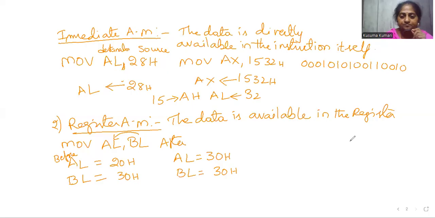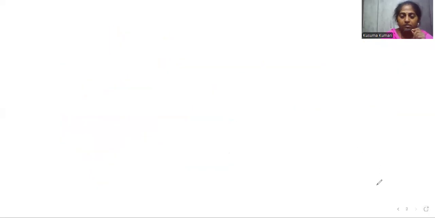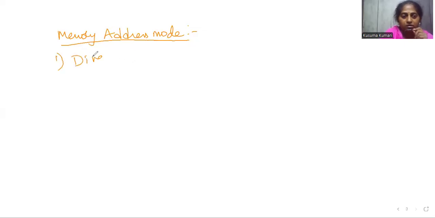Okay, next. Immediate addressing mode is over. Register addressing mode is over. Next one is the memory addressing mode. Memory addressing mode means the microprocessor has to identify the memory location. In various ways, how can the microprocessor identify the memory location? The first one is direct addressing.